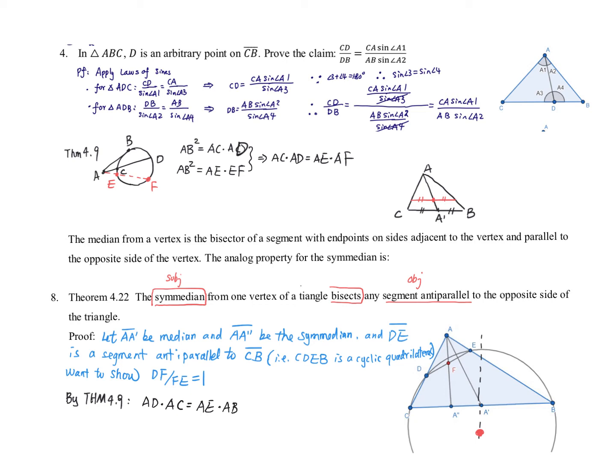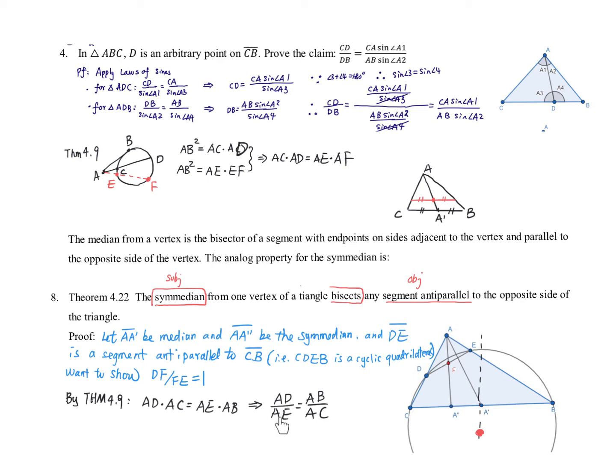Well, why do I need that? I'm going to explain that quickly. I will rewrite this equation into the following ratio: AD over AE equals AB over AC. By rearranging, dividing both sides by AE and both sides by AC, that's what we get.